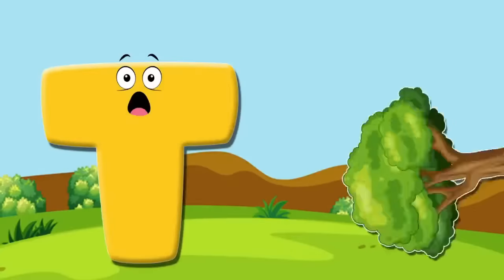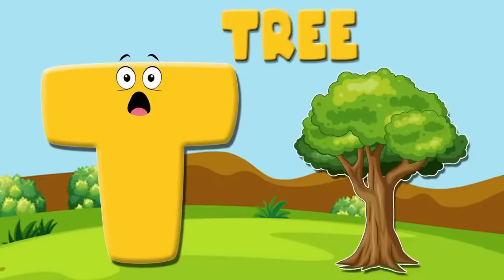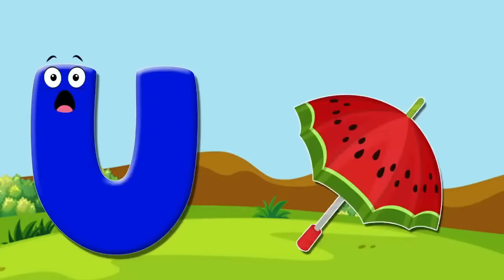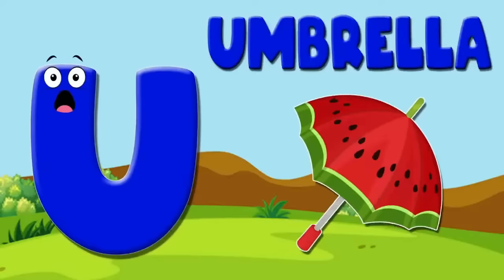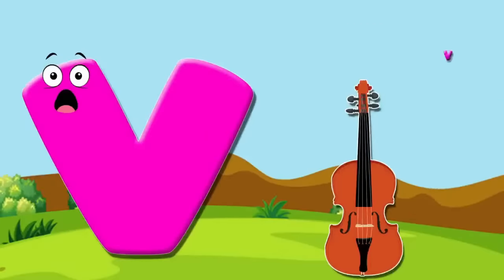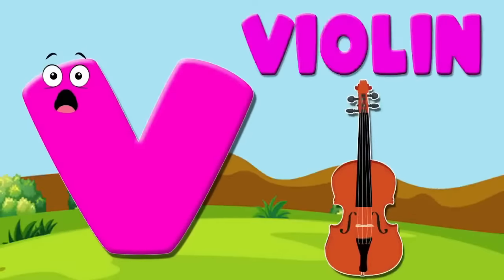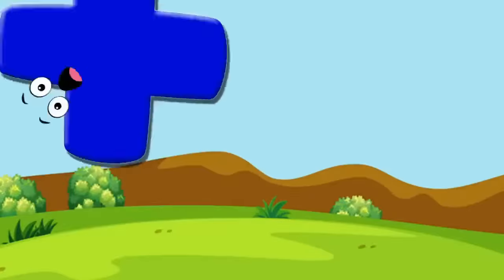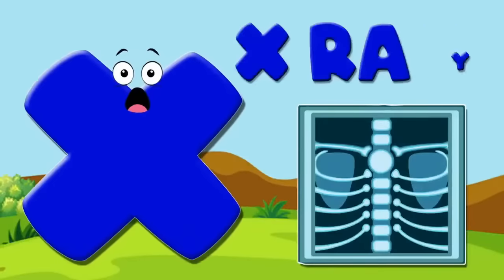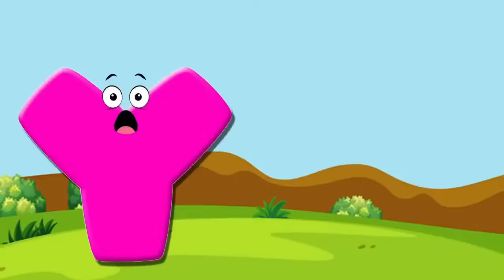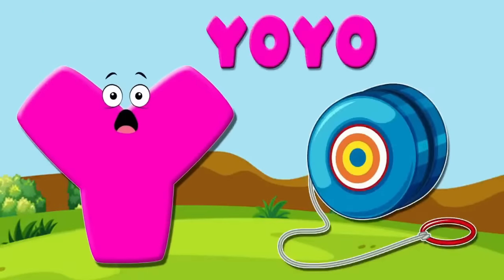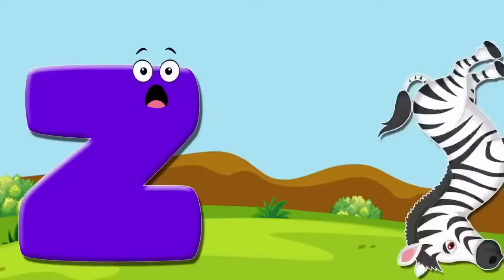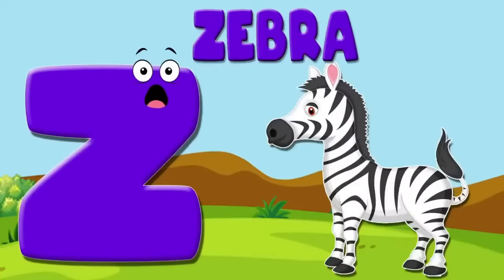T, tree. U, umbrella. V, violin. W, watermelon. X, x-ray. Y, yo-yo. Z, zebra.